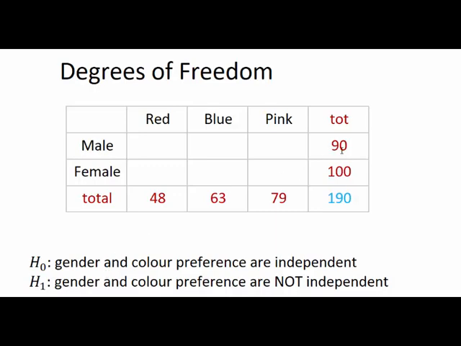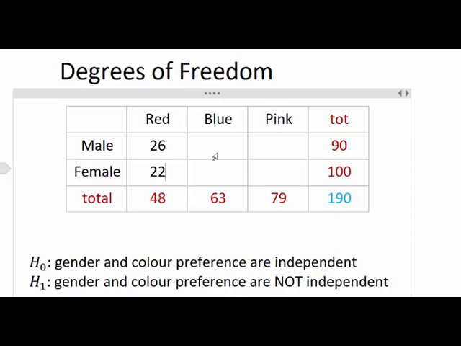So if we know this data, I know I've got 90 males and 100 females, and I know that 79 in total preferred pink, 63 preferred blue, and 48 preferred red. Then the number of degrees of freedom is how much information do I have to tell you before you can fill the table in. So if I said one bit of information, 26, is that enough for you to fill the table in? Well, I could fill this one in, but I just can't fill the other bits in. So I have to give you one more bit of information.